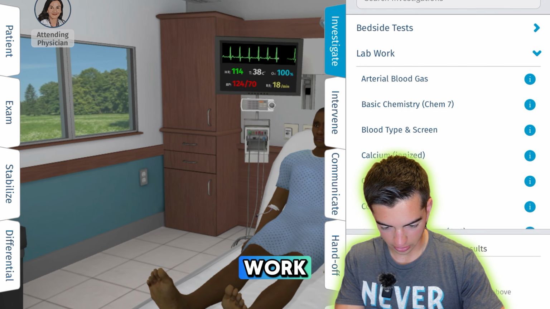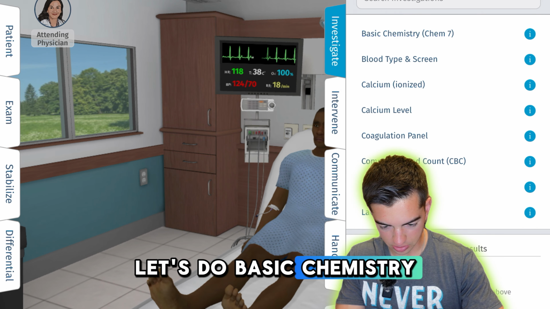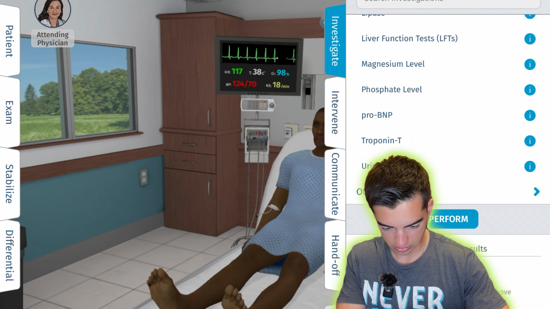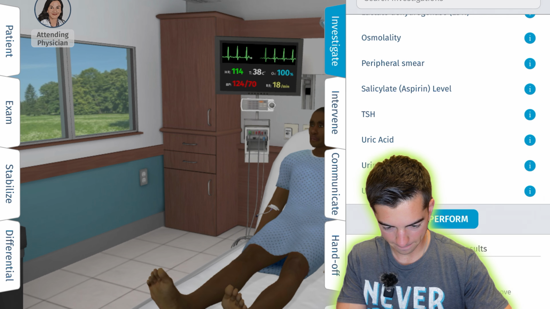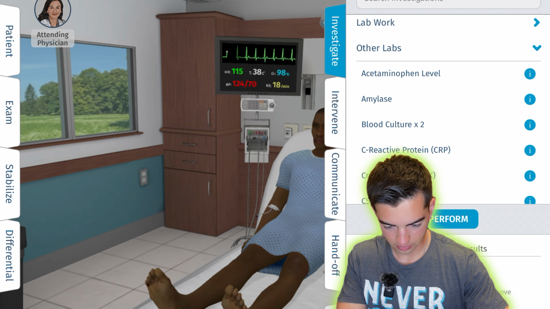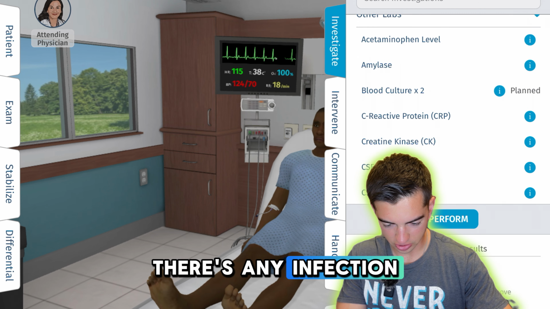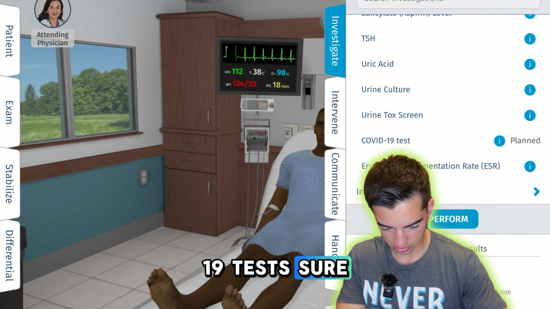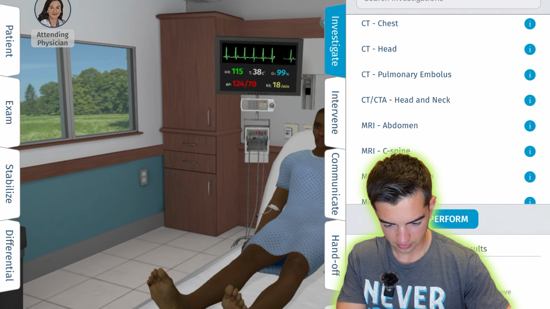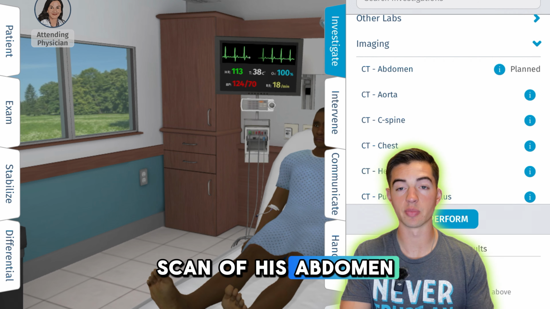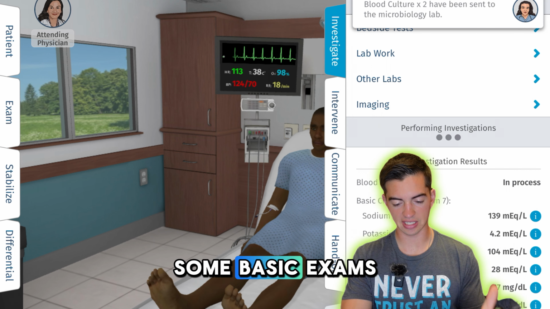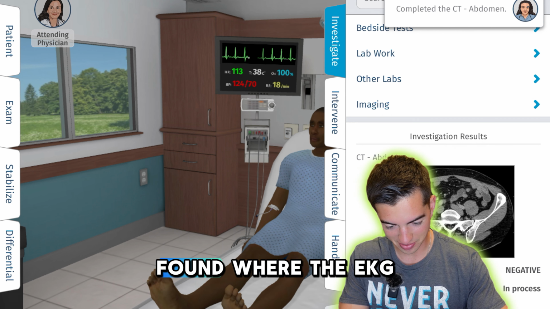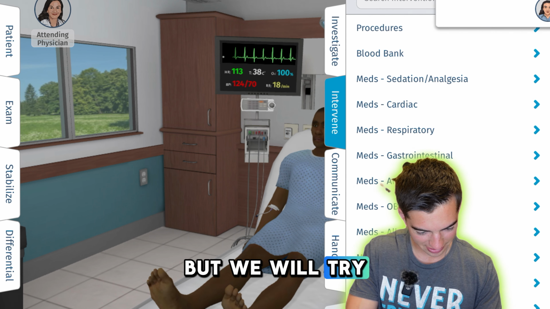Let's get some lab work. Let's do basic chemistry, blood type, no, not blood type and screen. Let's do a blood culture to see if there's any infection. Let's see, COVID-19 test, sure. Let's get a CT scan of his abdomen also. So trying to get some basic exams. Last time I think I forgot the EKG. I'm not doing much better here because I still haven't found where the EKG is. But we will try to see here.